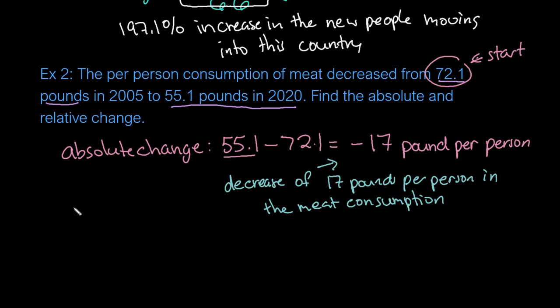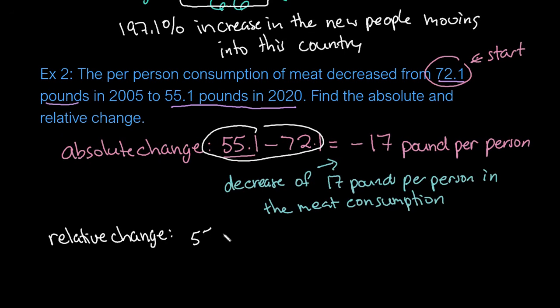All right, the last thing that we are going to do is find the relative change. And remember, the only difference between this is that we're now going to change it into a decimal. So we're going to take this difference here, the 55.1 minus 72.1, and we're going to divide it by the starting amount of 72.1. Make sure you use the correct value on the bottom. And then we're going to multiply that by 100%.